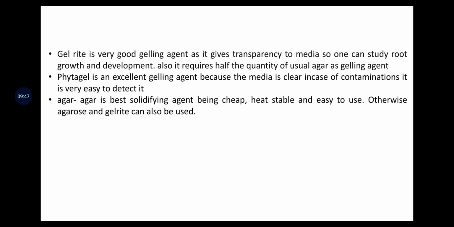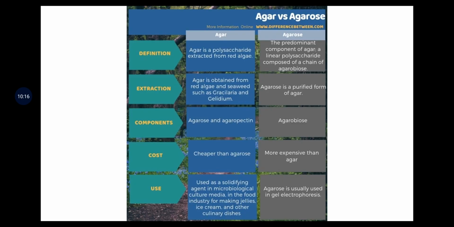Phytogel is an excellent gelling agent because the media is clear. In case of contamination, it is very easy to detect it. Agar-agar is the best solidifying agent, being cheap, heat stable, and easy to use. Otherwise, agarose and Gelrite can also be used as gelling agents. Remember, whenever the agar-agar is of low quality, activated charcoal is always used in order to remove the impurities and to keep the good color of the particular gel.